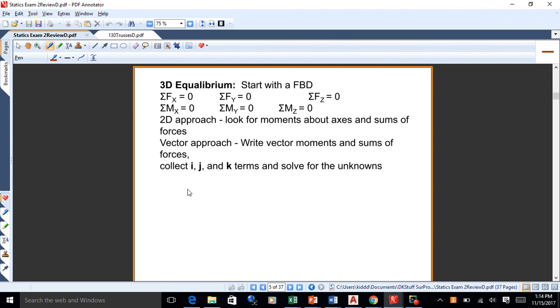3D equilibrium, start with a free body diagram. You got 6 equations to use. You can use a 2D approach or a 3D approach. Or excuse me, a 2D approach or a vector approach, either one.